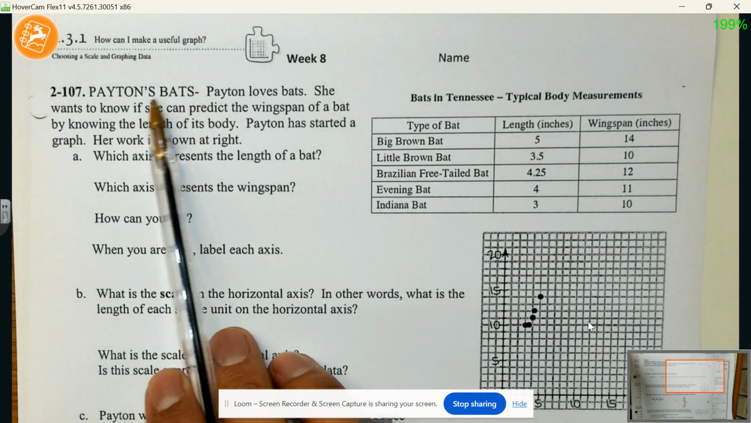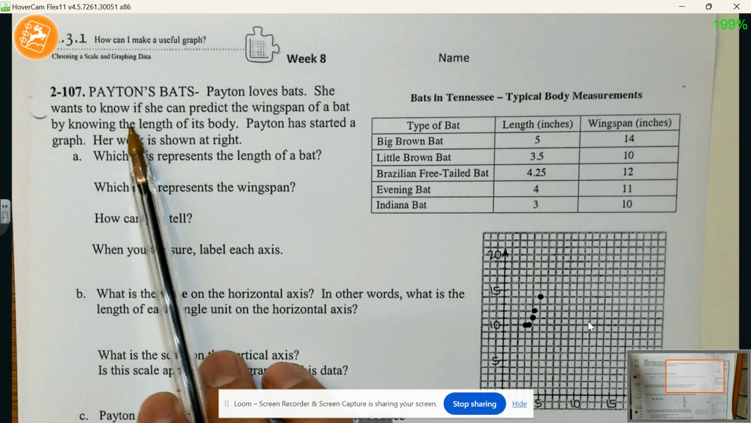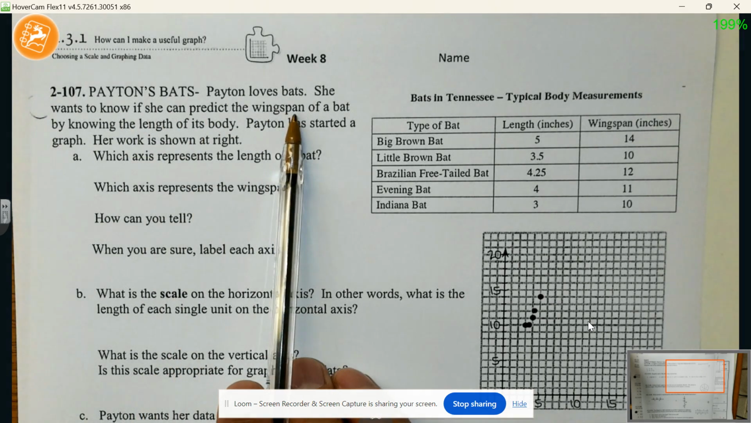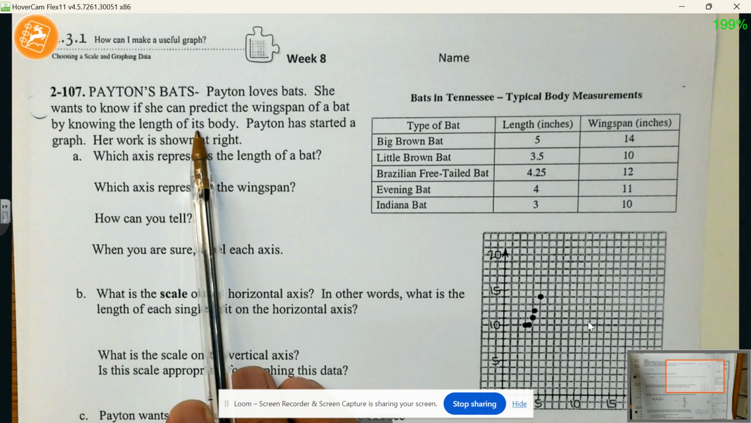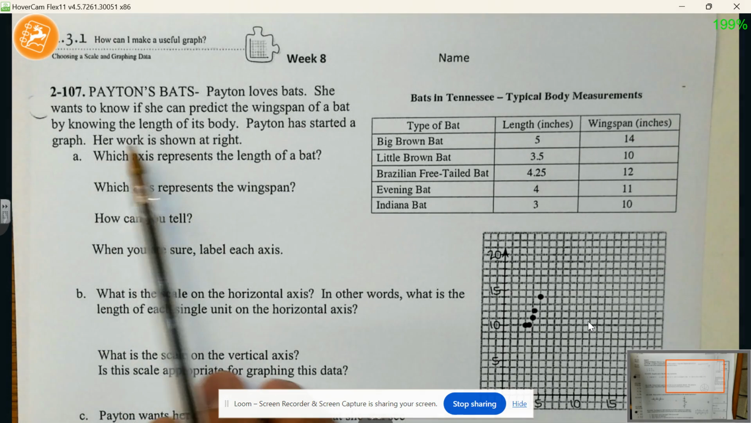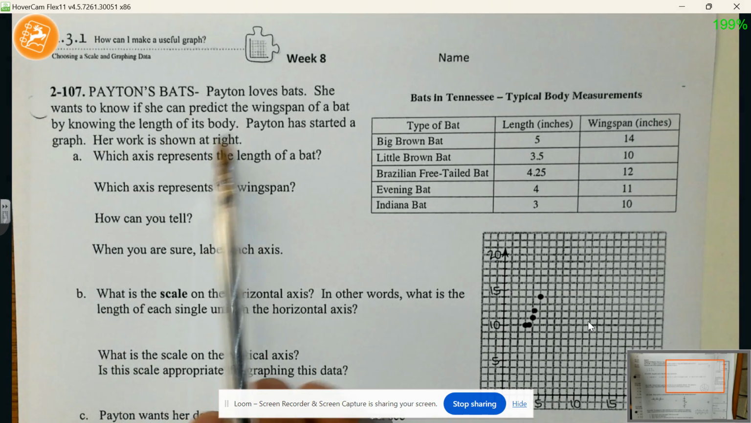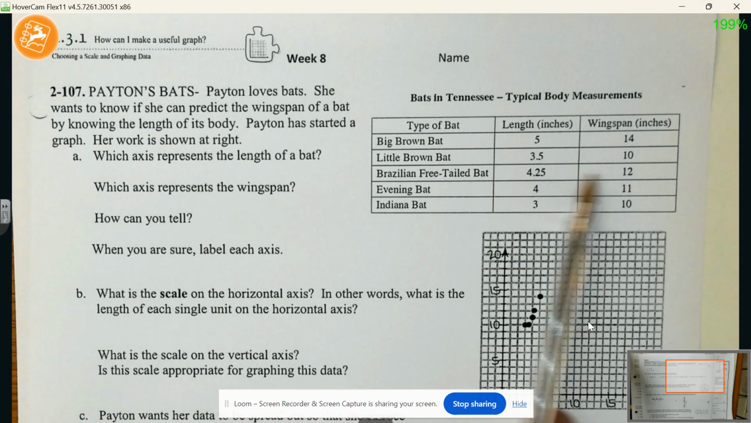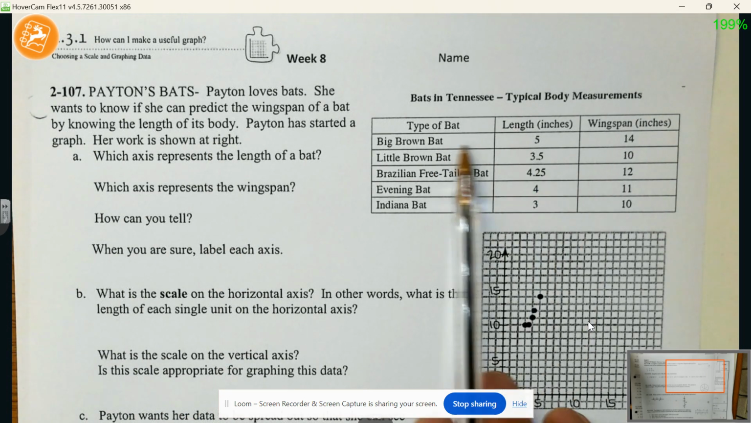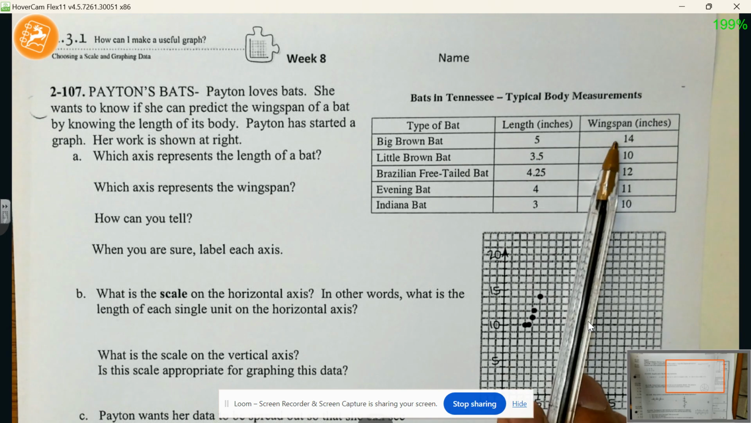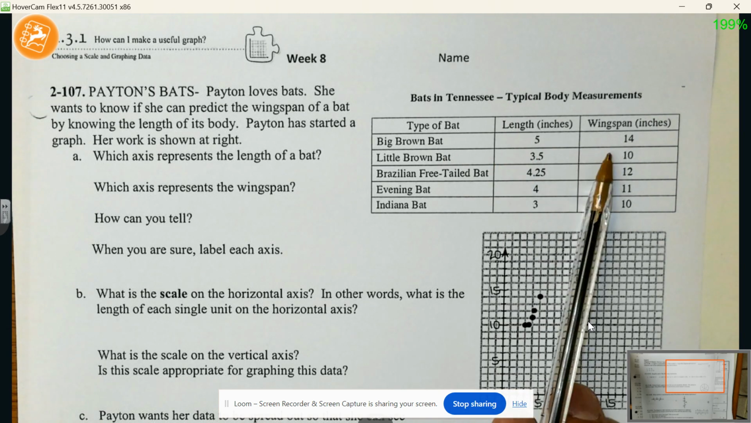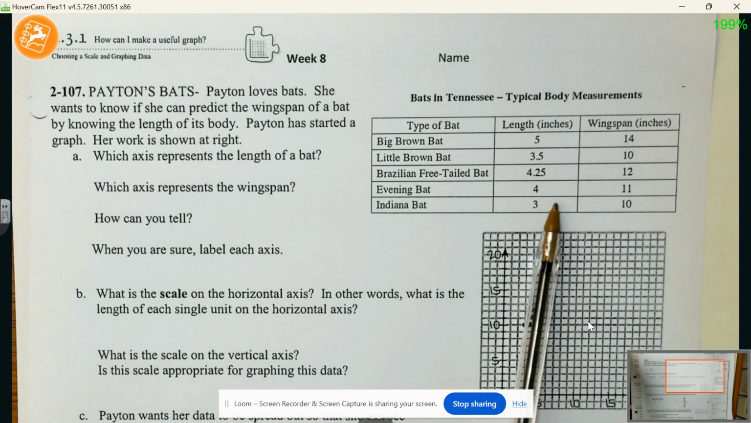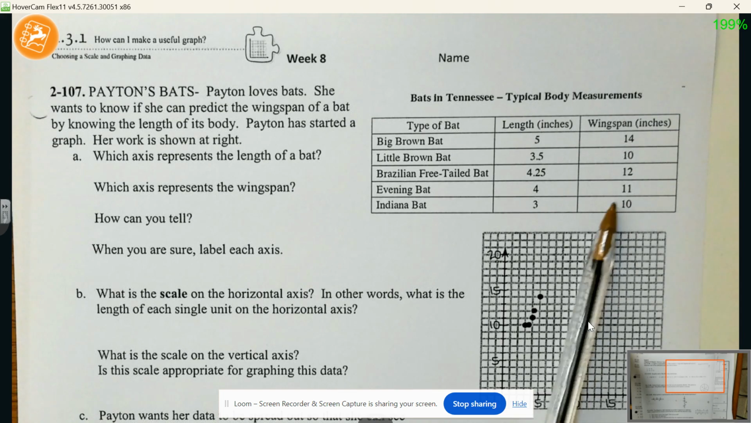So we're talking about Peyton's bats. Peyton loves bats. She wants to know if she can predict the wingspan of a bat by knowing the length of its body. Peyton has started a graph, and her work is shown at the right. So here's a table that she used to record the length of the big brown bat and its wingspan, little brown bat, Brazilian evening bat, and the Indiana bat.